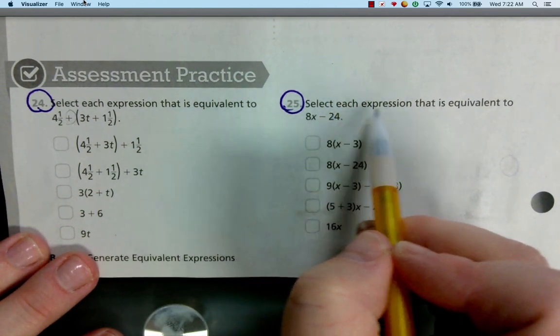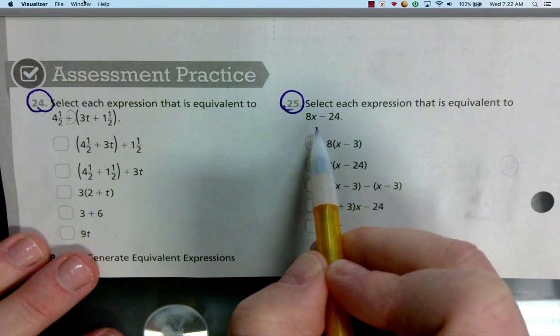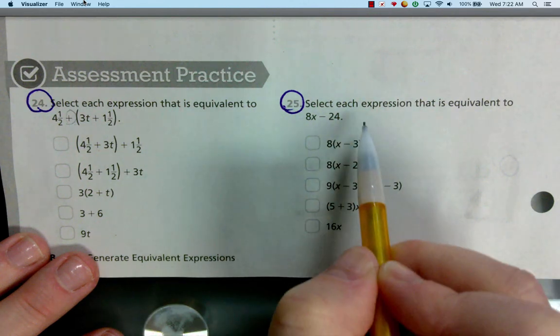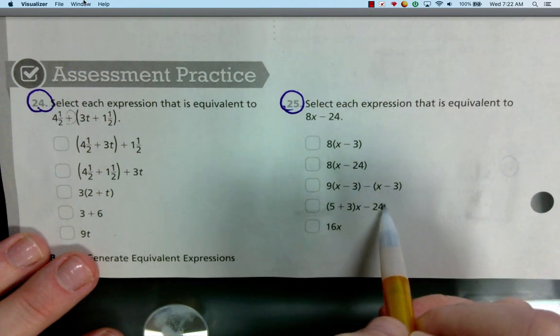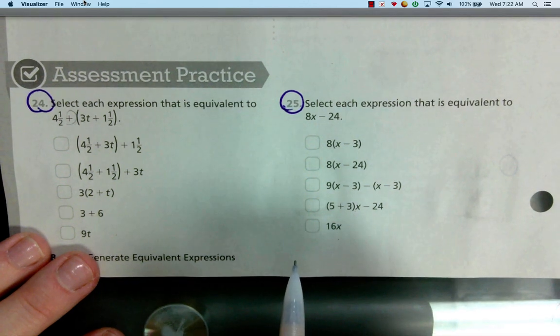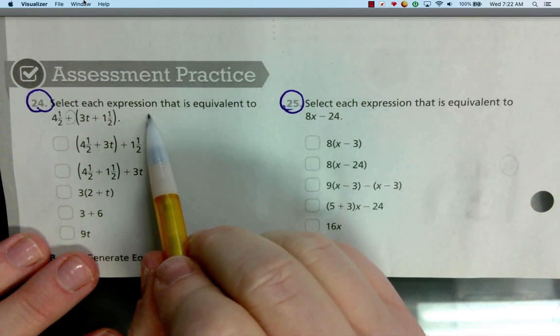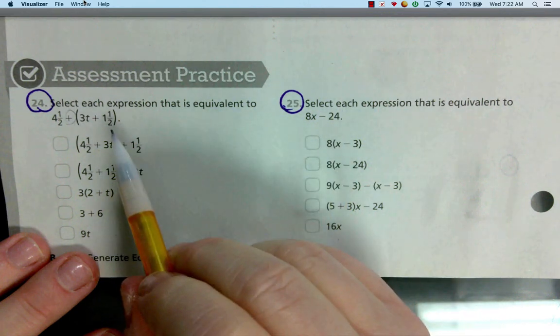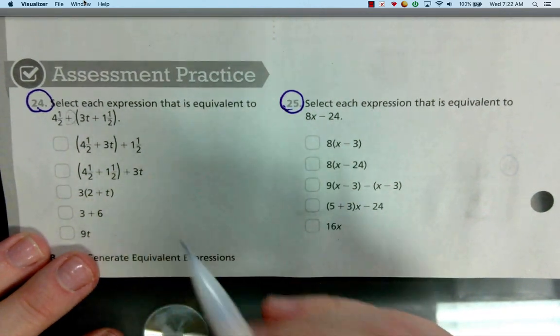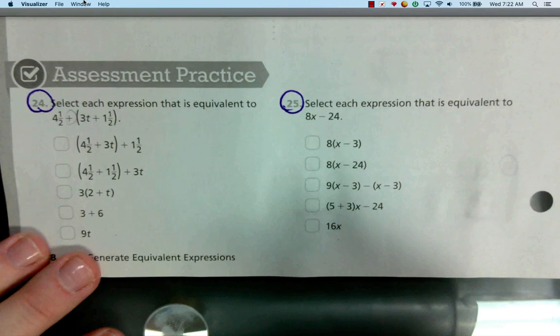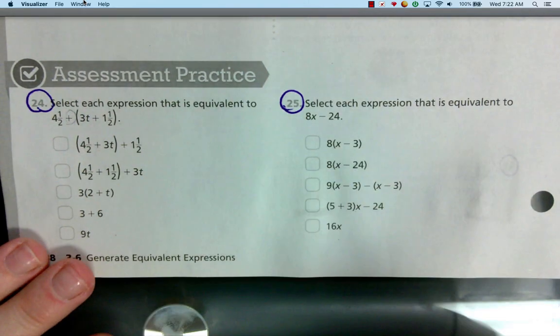And then select each expression that is equivalent to 8x minus 24. So again, simplify and see which one is equivalent. Now, when they say select each expression in both of these, there's definitely more than one, but you won't pick all 5. Okay? This is your work today.